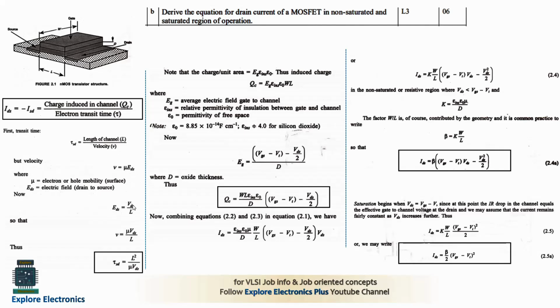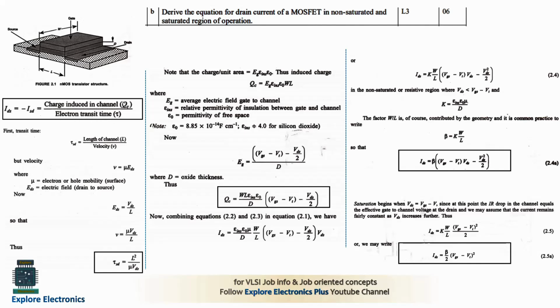And here EDS, the electric field, will be equal to the voltage across the channel, that is from drain to source, that is VDS, divided by the length of the channel, that is L. So if we substitute EDS over here, the velocity will be equal to mu into VDS divided by L. And then substituting this in the expression of TSD, that is transit time, it will be L square divided by mu into VDS. Now we got the denominator in my current expression.